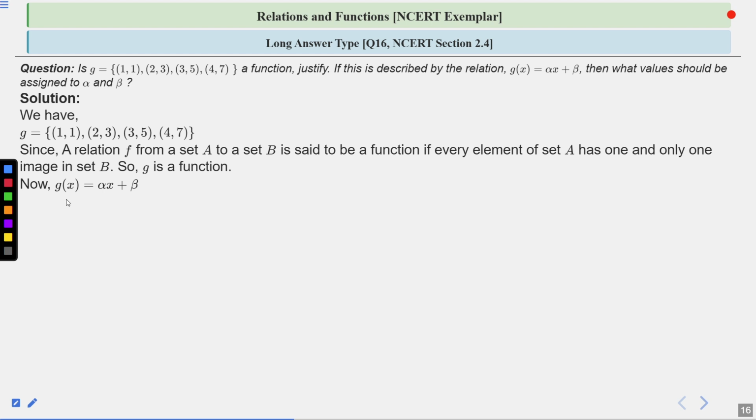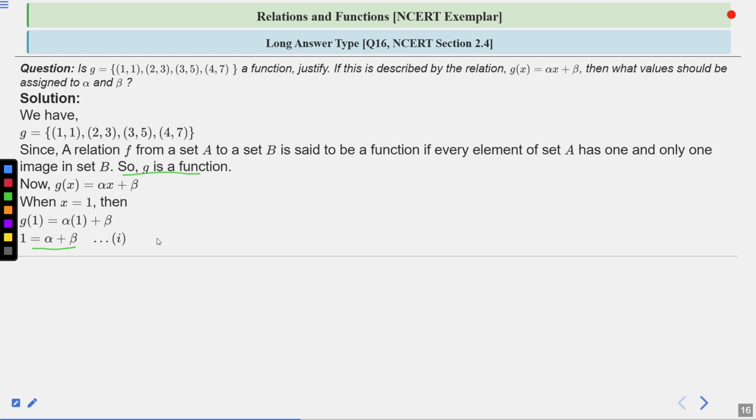Now, G(x) is equal to alpha x plus beta. When x is 1, G(1) is going to be alpha times 1 plus beta, meaning 1 is equal to alpha plus beta. So this is our equation 1. Up till now what we have seen is G is a function. Why? Because it is satisfying the condition.